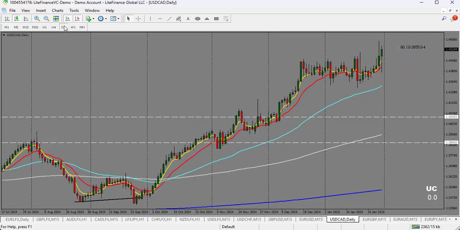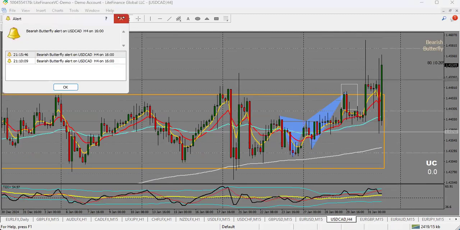One of the continuation patterns that I usually teach is the rectangle pattern. This was a rectangle pattern showing that this is simply a consolidation, and the market will continue moving up. The weekly and monthly time frames are also telling us that the market is still going up. If you look at the higher time frames, we have a bullish market structure, and here we have a breakout on this key resistance level, and now we are still going up.